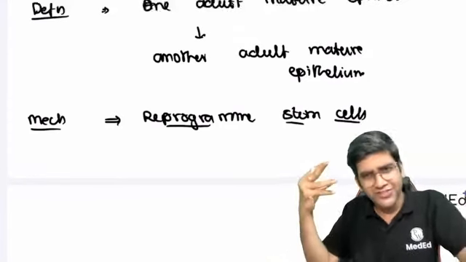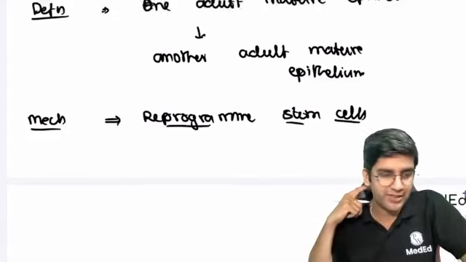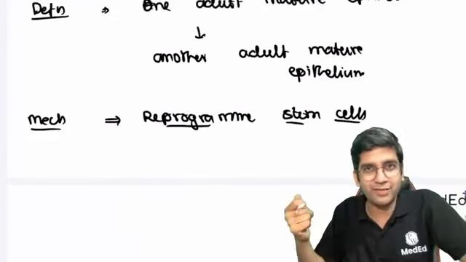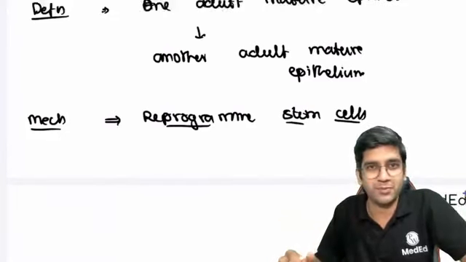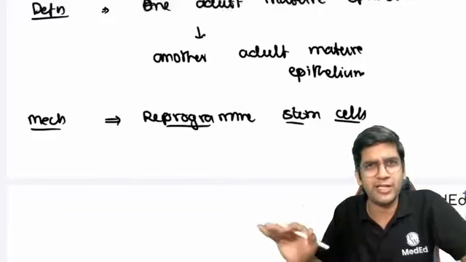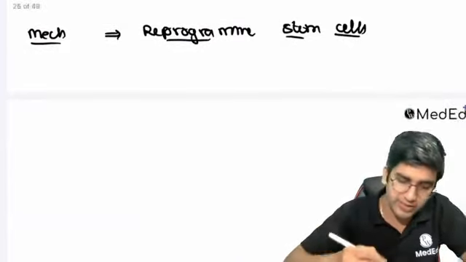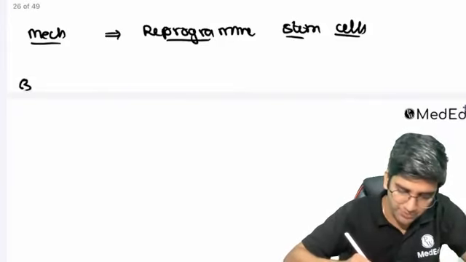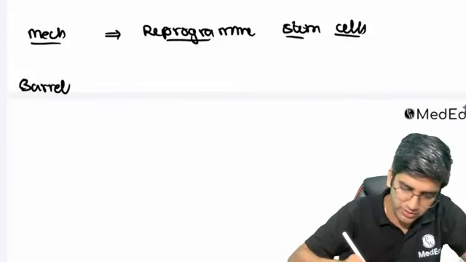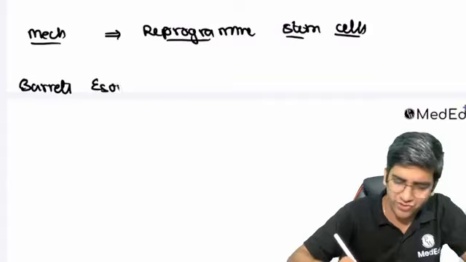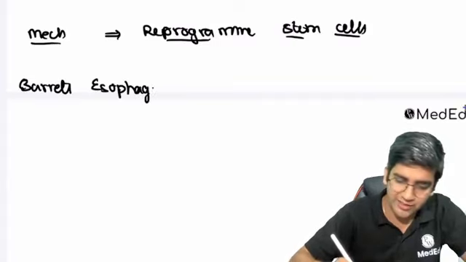Because Barrett's is something that is stuck in our head. We learn with that example, but it is not a common example. The common example is something else. I'll tell you, and you will accept that Barrett's is not a common example for sure. But obviously, we're going to learn metaplasia with Barrett's esophagus. Barrett's esophagus must have been extremely exciting when you started learning abnormality.